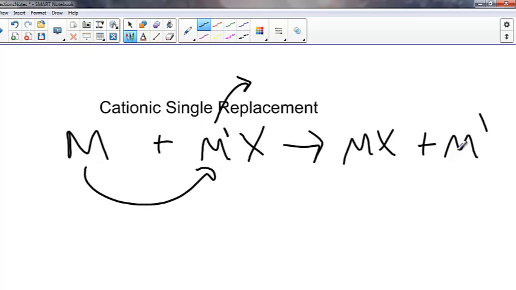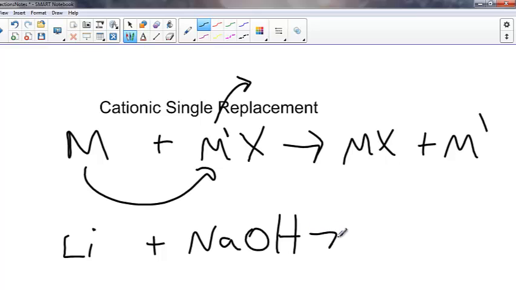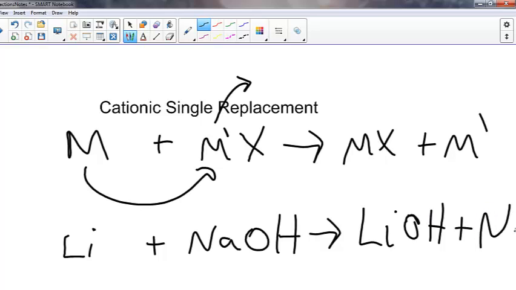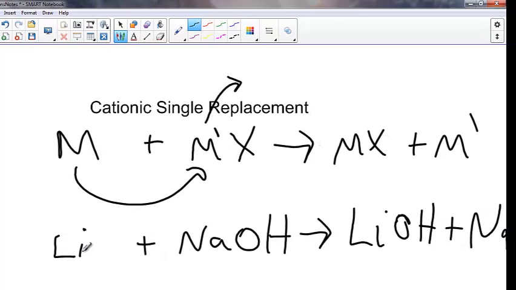Let me give you an example of this. Lithium plus sodium hydroxide goes to lithium hydroxide plus sodium. The lithium has come in and replaced the sodium.